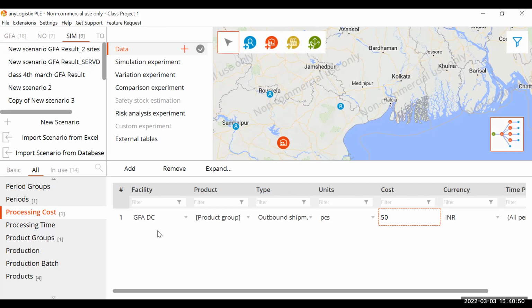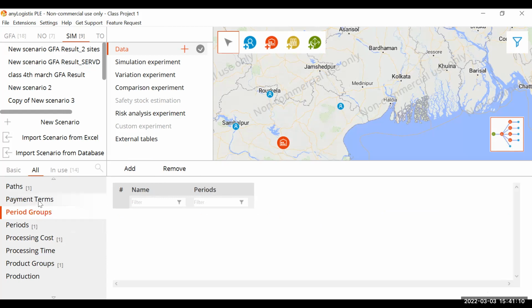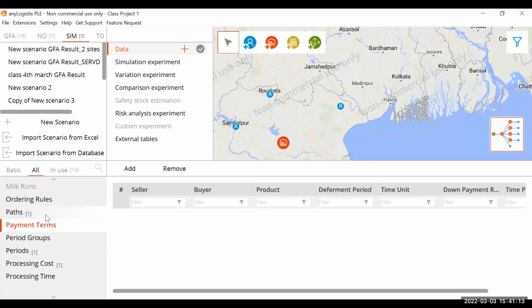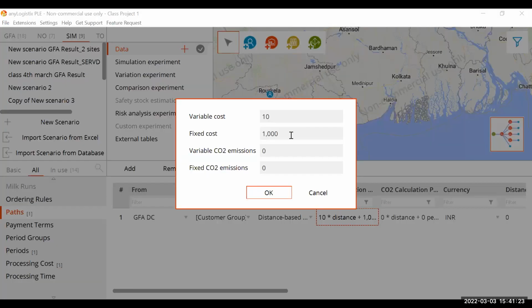If there was a factory, I would have added inbound from the factory to the distribution center. There will be certain inbound cost, right? And the period is 1st of April to 30th of June. Period groups not applicable. Payment terms, again from sellers to buyers, whether there is any down payment, time period, deferment period. Those things you can also add. Path I have already defined. What is the cost calculation? That is fixed cost 1,000 and variable cost 10.